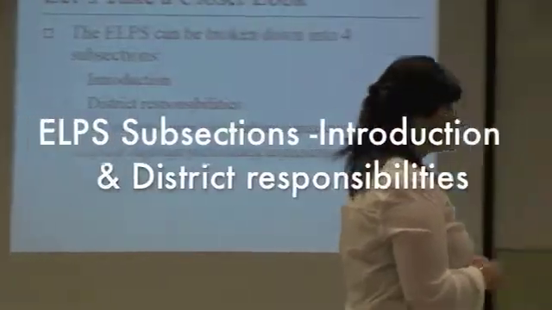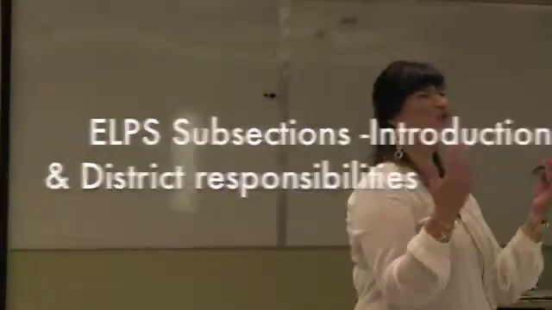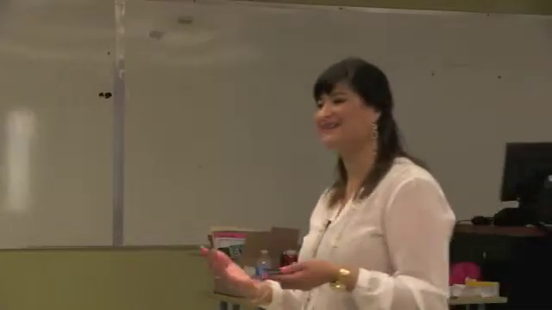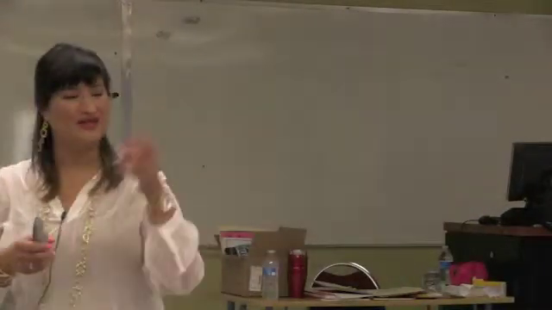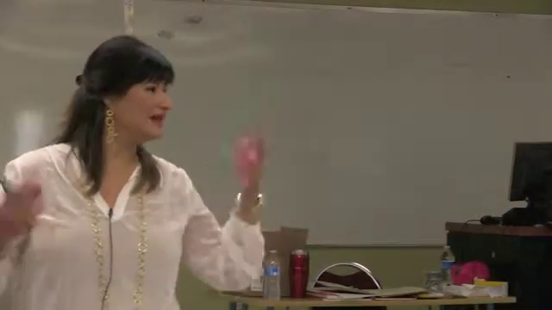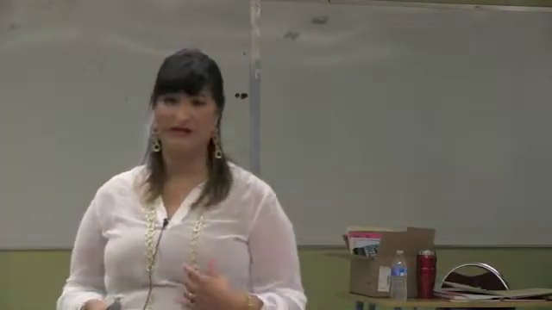So let's take a closer look. The ELPS is huge, just like anything else. It's a 20-page document. Who has time to sit there and look and memorize 20 pages? It's a lot, right? So it's overwhelming. So how is it that we can break it up into subsections? Well, it lends itself to that because it's already broken up into 4 subsections, okay?